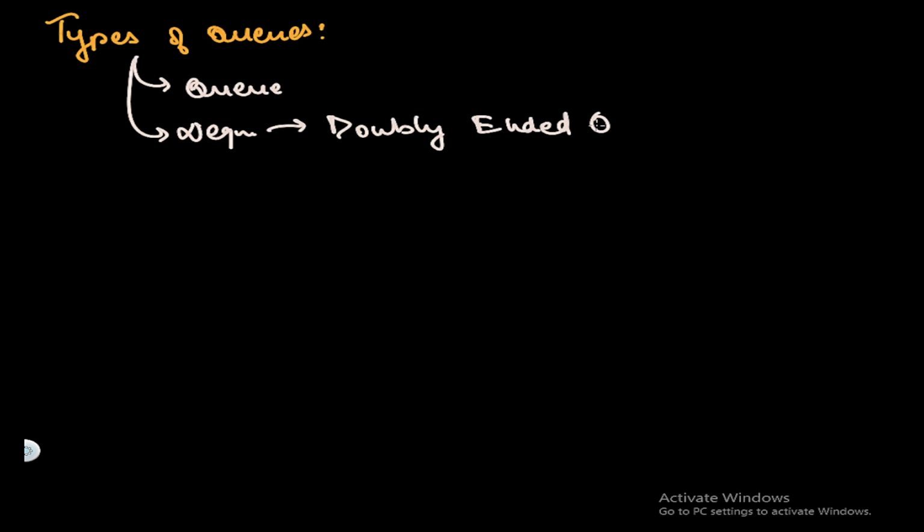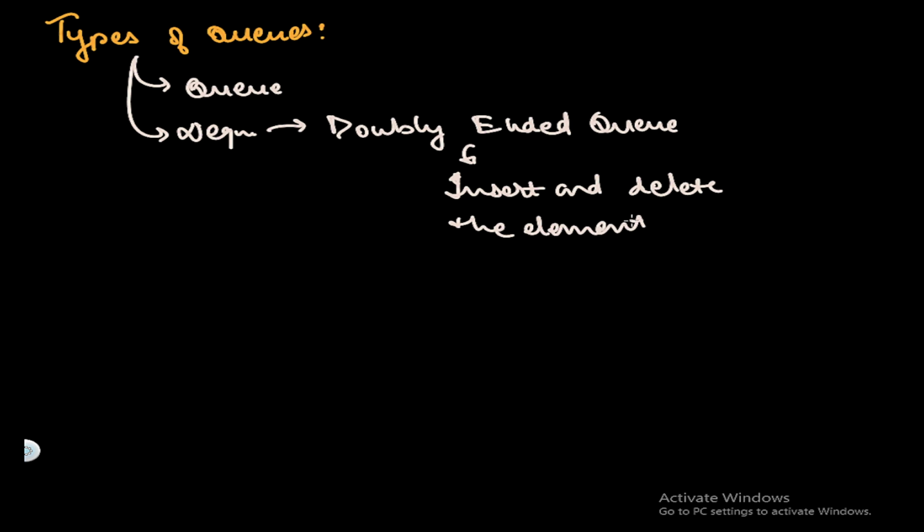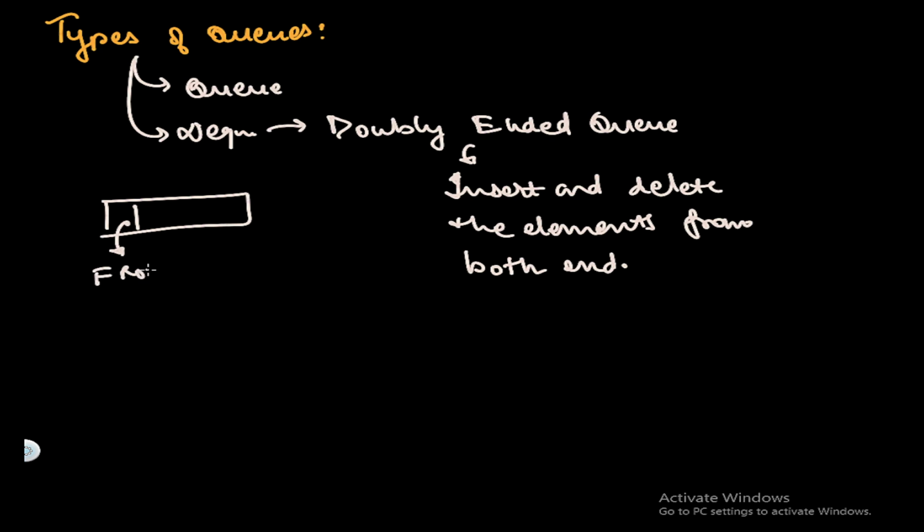Okay, doubly ended queue. Now in the doubly ended queue we can insert and delete the elements from both ends. This is the benefit of the DQ. If this is the front element and this is the back element of the queue, we can actually process this element and this element also. So this is the benefit of DQ.